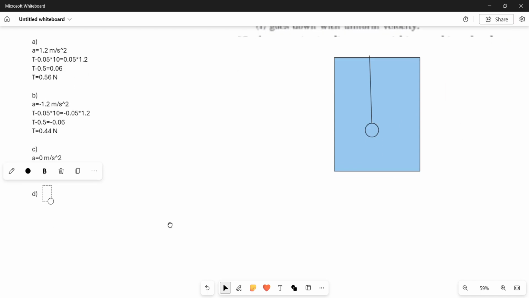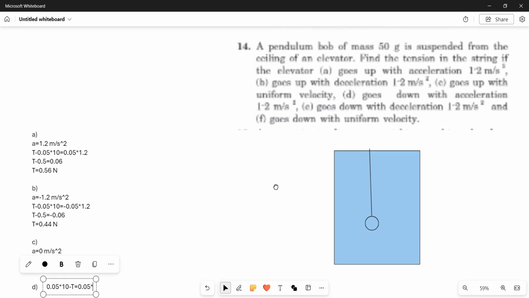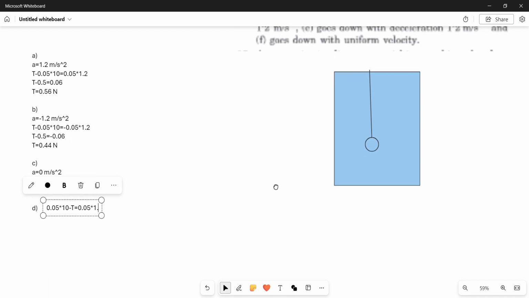So it becomes mg, that means 0.05 into 10 minus tension T should be equal to 0.05 into acceleration a. Acceleration a is given as 1.2 meter per second square, so it becomes into 1.2. After that it becomes 0.5 minus tension T is equal to 0.06. So tension T is equal to 0.44 newtons. We got the answer of part D.